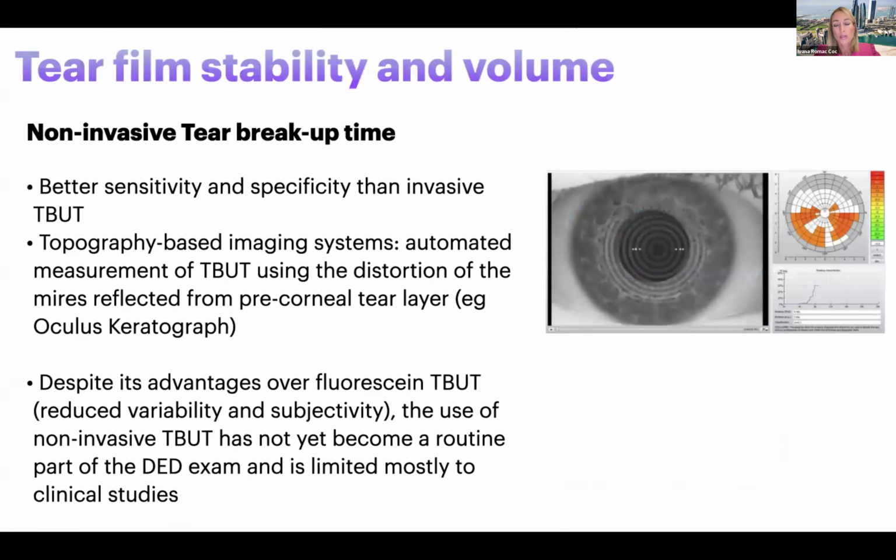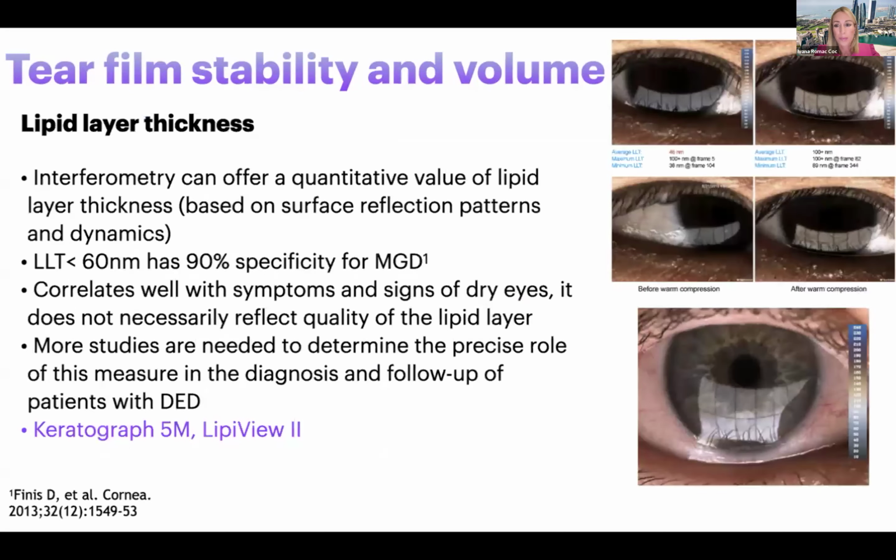The other option is non-invasive tear breakup time, which can be done with a topography-based imaging system. It gives us an automated measurement of tear breakup time based on the distortions of the mires, which are reflected from the precorneal tear layer. And studies have shown that it has better sensitivity and specificity compared to invasive tear breakup time, but still it did not become a part of the routine dry eye exam.